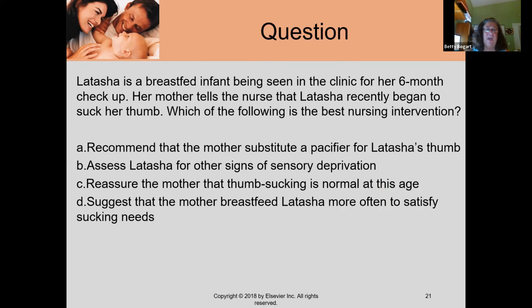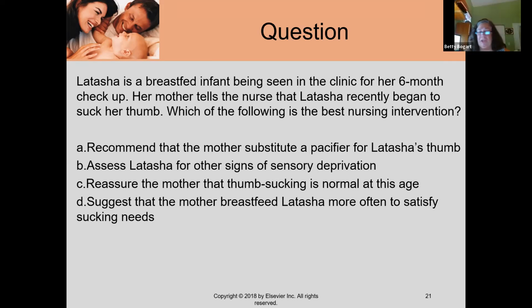So Latasha is a breastfed infant being seen in the clinic for her 6-month checkup. Her mother tells the nurse that Latasha recently began to suck her thumb. Which of the following is the best nursing intervention? Well, at 6 months, should they be sucking their thumb? What do we know about oral satisfaction in infants and children? What do you think? C.